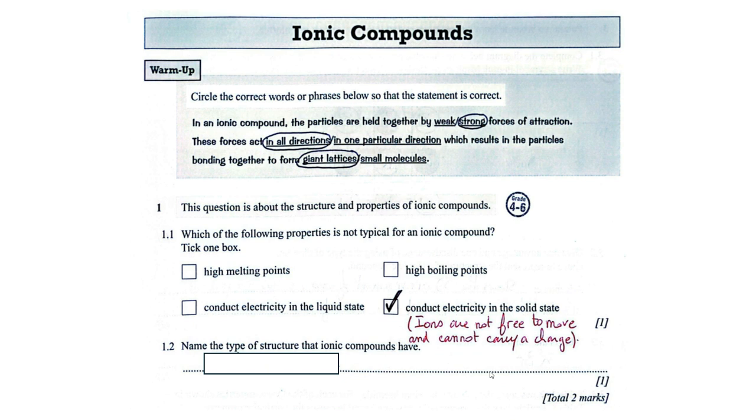Name the type of structure that ionic compounds have. It's called a giant ionic lattice. Please use those 3 words to get the mark.